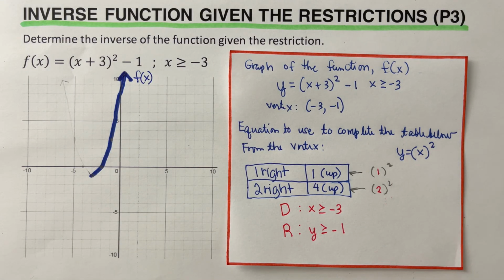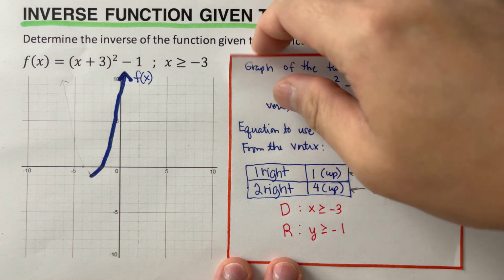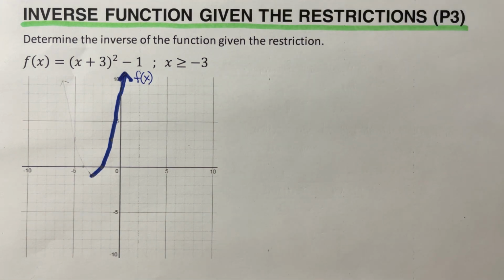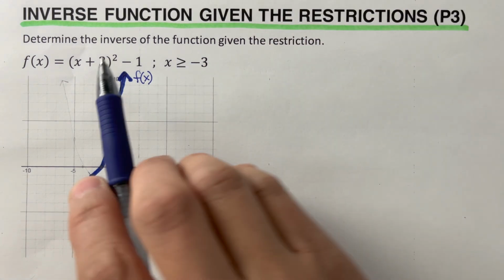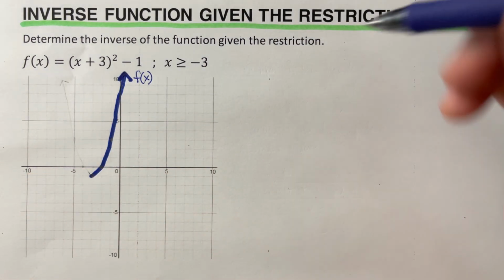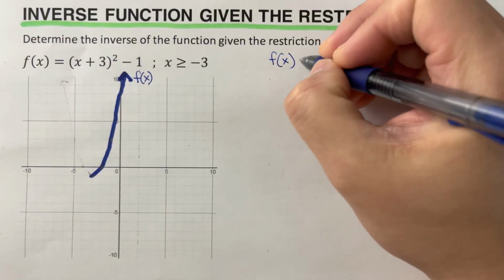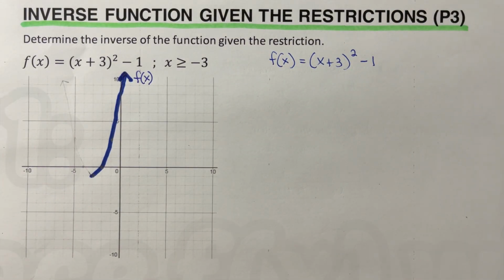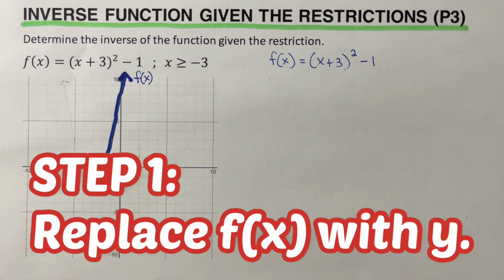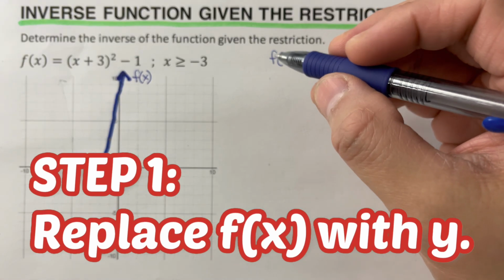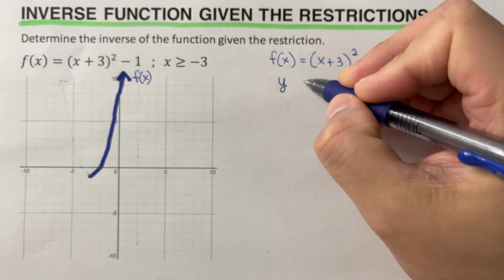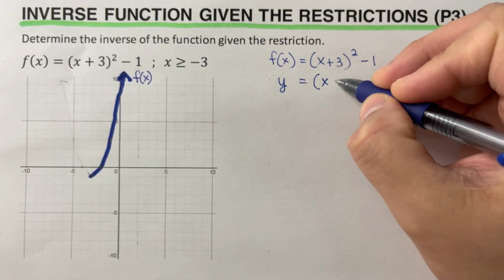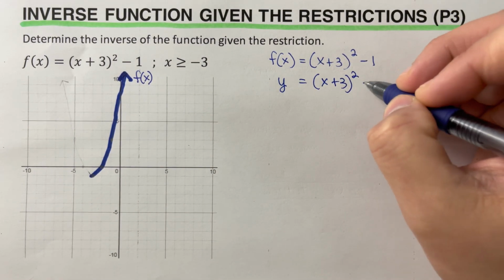Now let's determine the equation of the inverse. We have some steps to follow in order to determine the inverse of a function. I'm just going to copy this equation up here. The first step in order to determine the inverse is to replace f of x with y. So I'm going to change the f of x to y, and that is equal to x plus 3 squared minus 1.